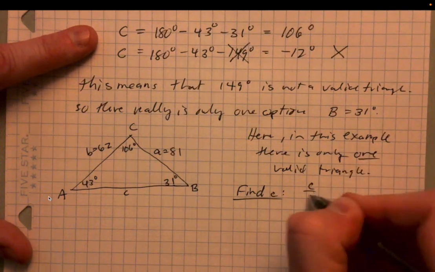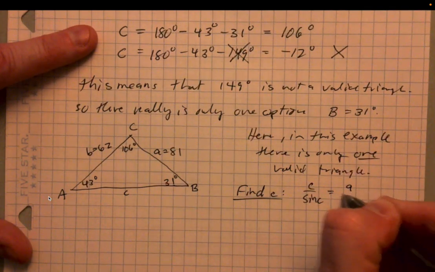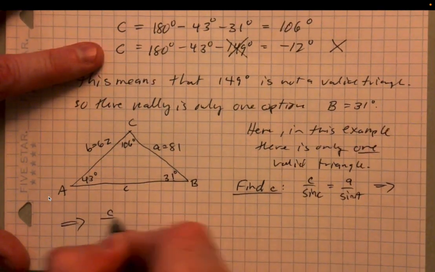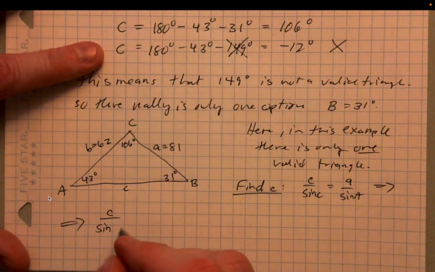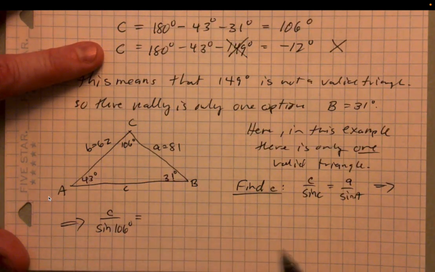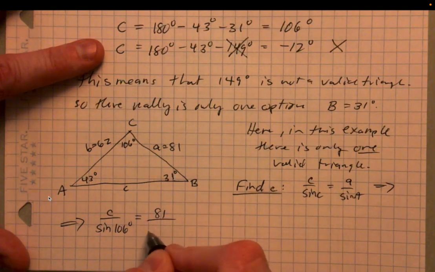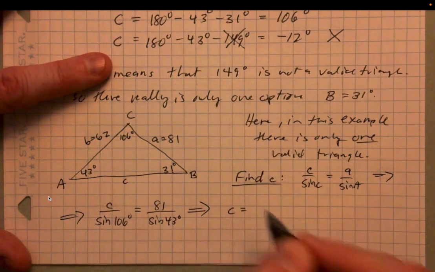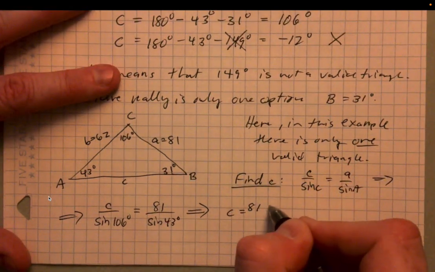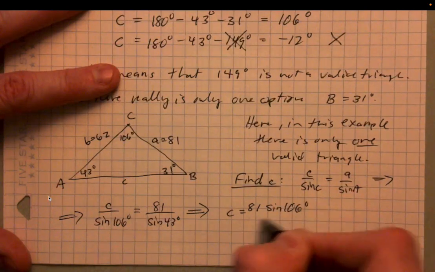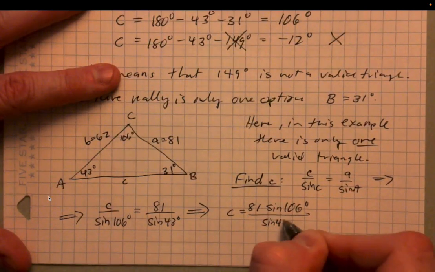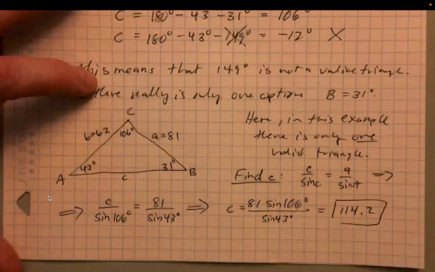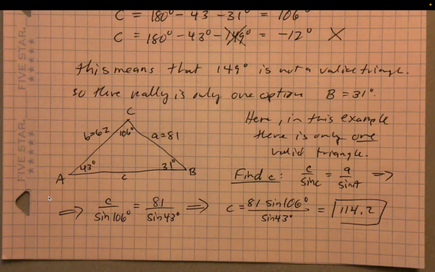We'll just use C over sine of C equals A over sine of A. And we get C over sine of 106 degrees equals 81 over sine of 43 degrees. Okay, so that means C must be 81 times the sine of 106 degrees over the sine of 43 degrees. And so that means it's 114.2, when you do the calculation there.